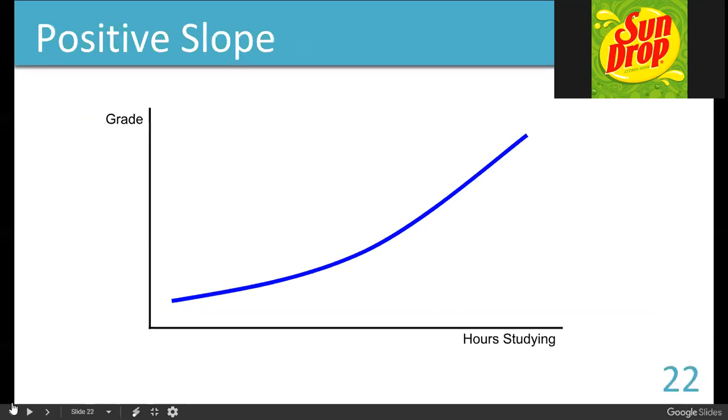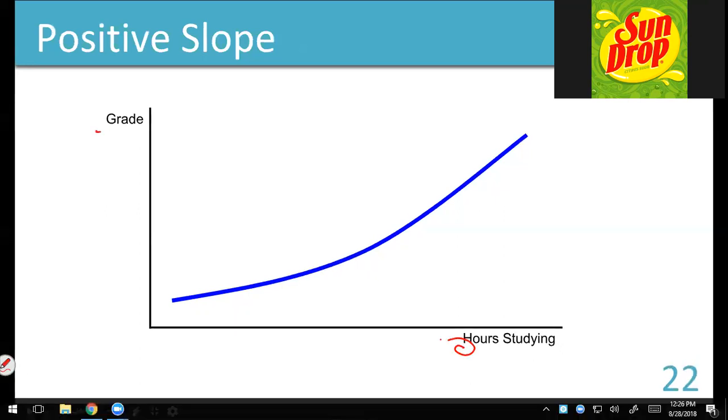Your slope, we talk about the slope. The slope can go two ways, going uphill or going downhill. Uphill is positive, which means when one of them grows, the other one is going to grow. The more you study, the higher your grade, right? The less you study, the lower your grade. So that is a positive slope. This is not to say positive as far as to pass judgment. This is positive in saying mathematics.